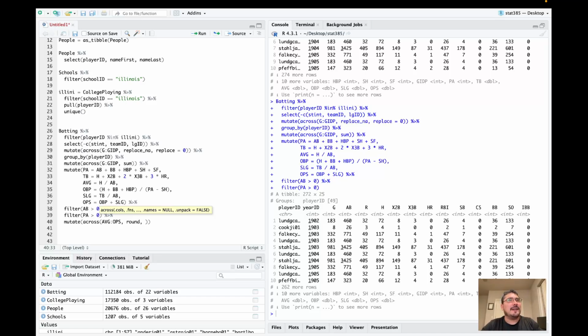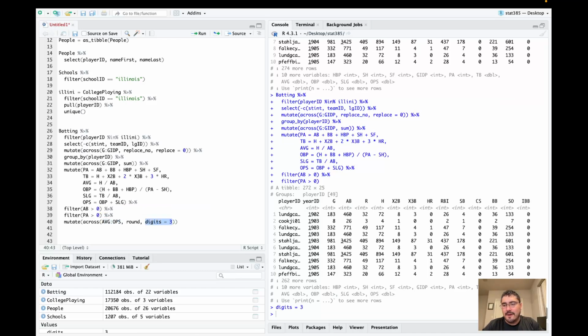Round. This across thing is really nice. And here what I'm doing is I'm passing arguments into round. This is like a dots type thing. And then it understands that this is going to get passed into round, and I'm going to round all of these with this argument specified. Very, very slick.